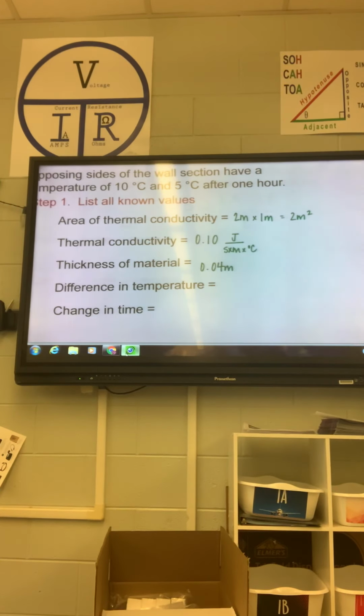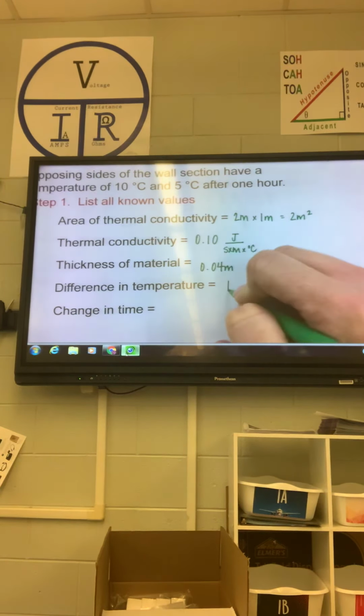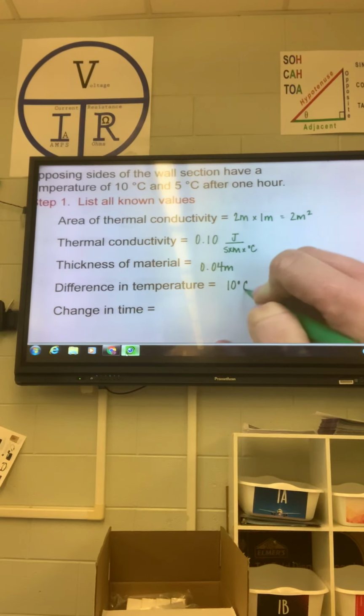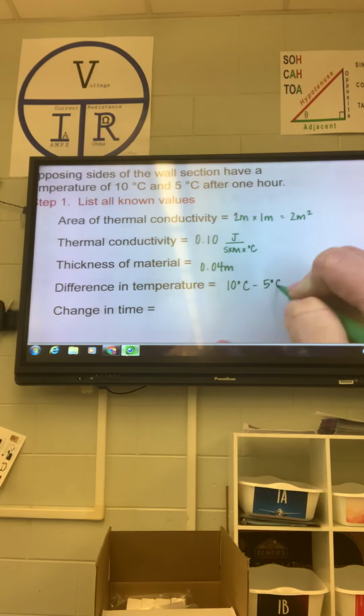What's the difference in temperature? 5 degrees. And how did I get that? One side of the wall is 10 degrees. The other side of the wall is 5 degrees. So it's 5 degrees different.